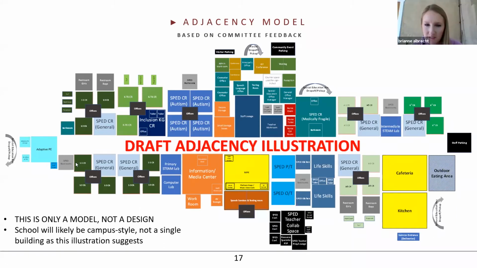I'm curious, the Information Media Center, is that the library and the computer lab? No, the computer lab is adjacent to that. You'll see the blue square to its left. Oh, sure, thank you.